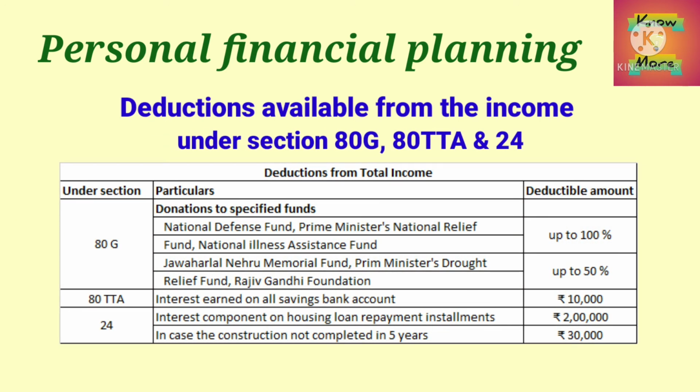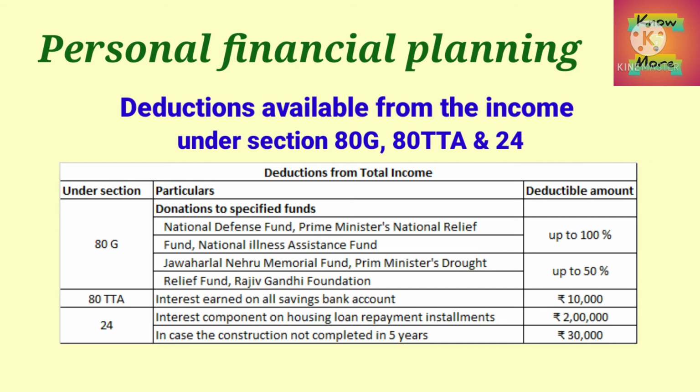Further, Section 80G pertains to donations. However, all donations are not eligible for deductions. There are certain specified funds, which qualify for 100% deductions, such as donations to National Defense Fund, Prime Minister's National Relief Fund, National Illness Assistance Fund, etc. Also, there are some other specified funds, which qualify for 50% deduction, such as Jawaharlal Nehru Memorial Fund, Prime Minister's Drought Relief Fund, Rajiv Gandhi Foundation, etc.